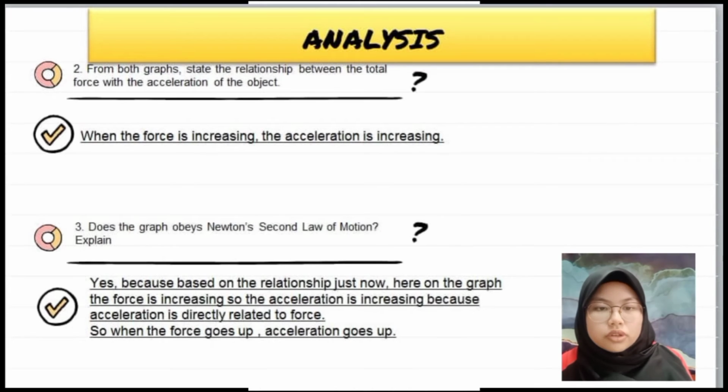Next, number 2 from both graphs. State the relationship between the total force and the acceleration of the object. So here, the relationship is when the force is increasing, the acceleration is increasing. Okay, the third one: does the graph obey Newton's second law of motion? Explain. Yes, the graph obeys Newton's second law of motion, because based on the relationship just now, the force is increasing, so the acceleration is increasing, because the acceleration is directly related to force. So when the force goes up, the acceleration goes up.